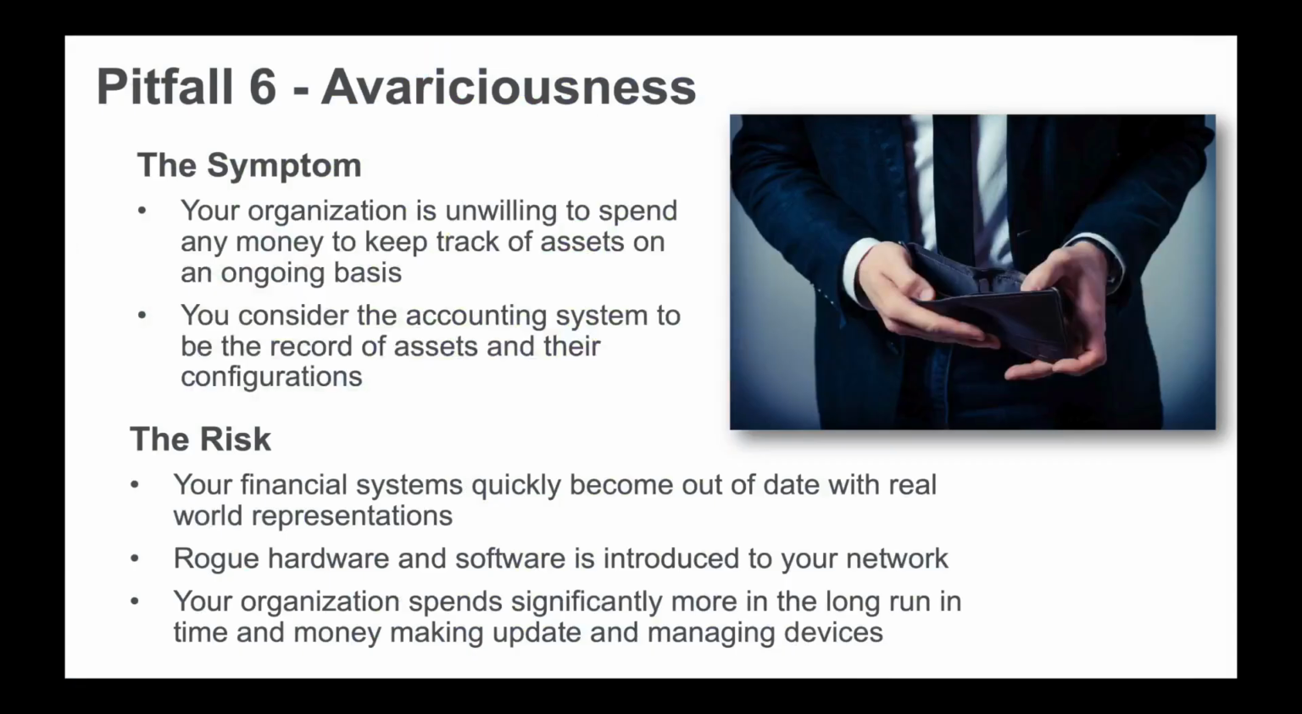So the next pitfall, pitfall 6, is the pitfall of avariciousness, which is the opposite of squander. It's when your organization is unwilling to spend any money to keep track of assets on an ongoing basis. This is where organizations typically consider the accounting system to be the final system of record for assets and their configurations. The risk of this approach is that your financial systems quickly get out of date with real-world representations of your assets, of devices, of the hardware, software, and firmware. It quickly starts changing and in a short amount of time becomes radically different than what's actually occurring out on the network. And so rogue hardware and software is introduced to your network, and the accounting or financial systems don't have a good view of it.